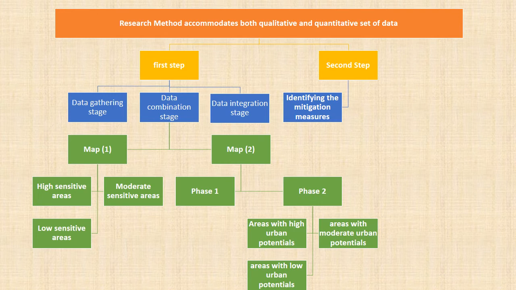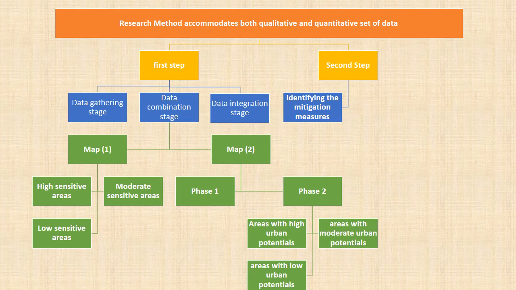Then phase 2, a second query is applied for the alternatives. This query reflects the national strategy for Egypt 2030, which helped define the potentials of urban development, and this is categorized as follows: area with high urban development, area with moderate urban development, area with low urban development.